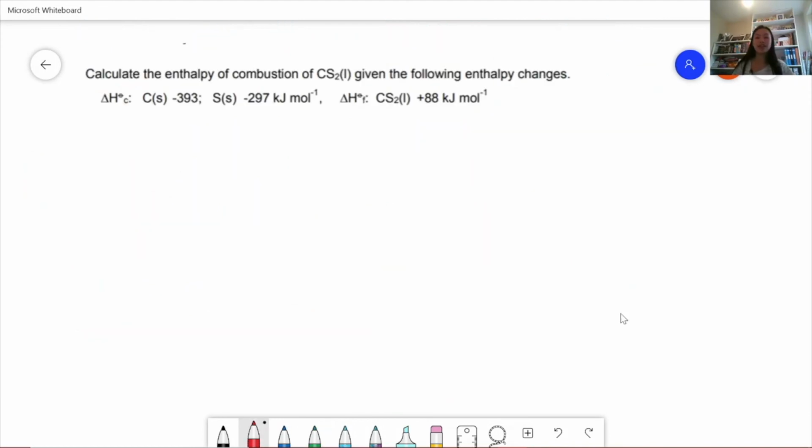So before I start on the second question, feel free to pause the video and try it yourself first. So calculate the enthalpy of combustion of CS2 given the following enthalpy changes. Now first I start off by writing the equation for the enthalpy of combustion of CS2. So we know that 1 mole of CS2 is being combusted, fully combusted with oxygen. So it goes to completion. So we form carbon dioxide gas and also sulfur dioxide gas. And now we just need to balance it.